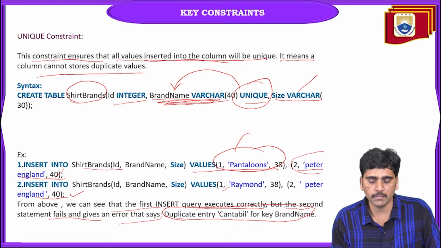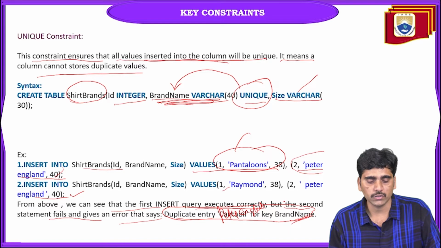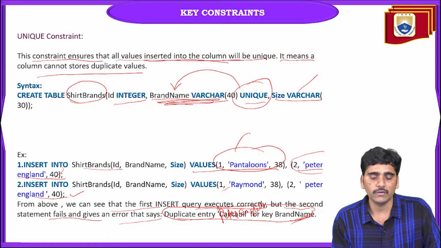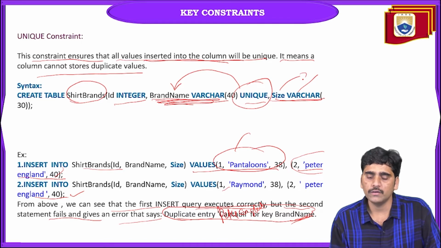Here the name is Peter England. Peter England is the duplicate entry. It is already in the first row, but you are trying to enter the duplicate value again. That's why it shows duplicate entry Peter England for key brand name. So like that it shows the message to you, right? We are applying the unique constraint to this brand name. Similarly, if you apply a unique constraint to the size also, then the size has to be unique for all the brand shirts. So like that you can understand unique constraints.